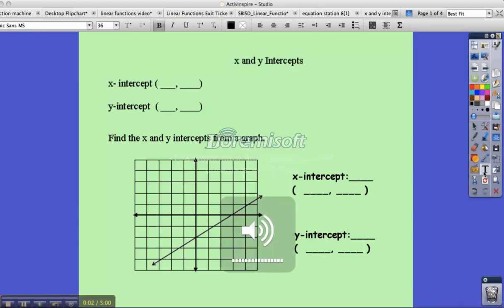Hey, so today we're talking about the x and y intercepts and how to use and interpret intercepts. Remember, I'm not going to be in class on Wednesday, so we need to make sure you understand this video, and you're going to do some work on this on Wednesday.